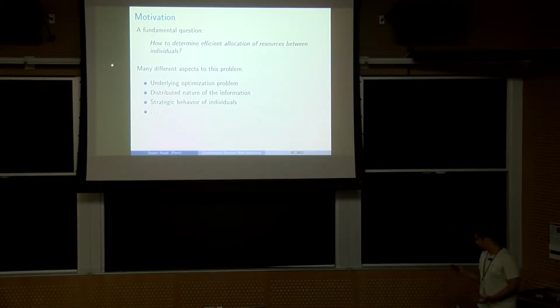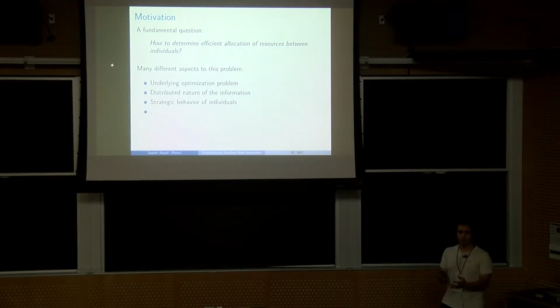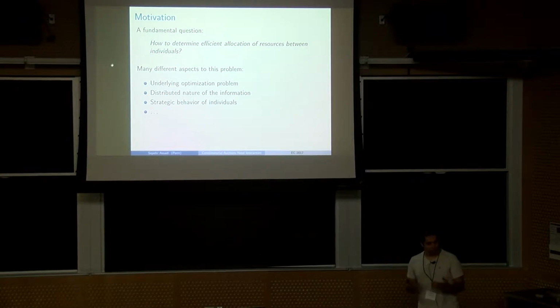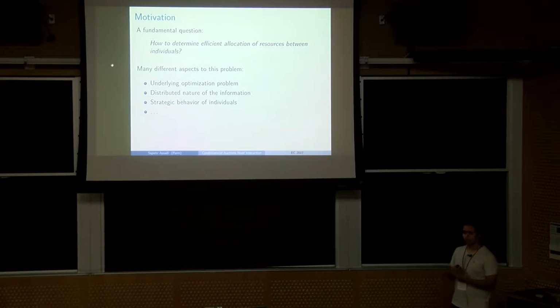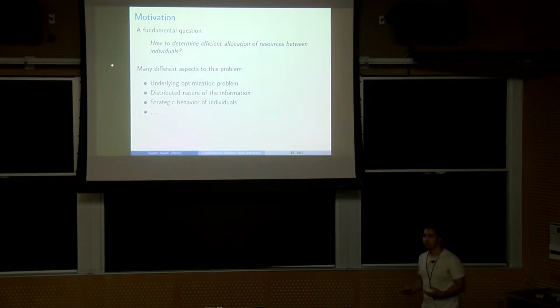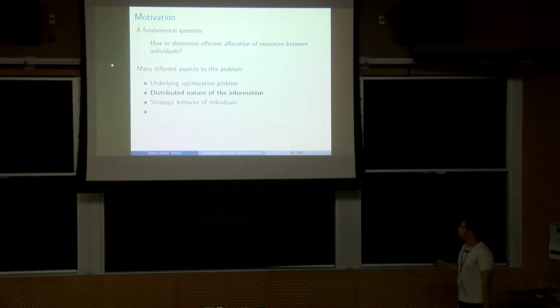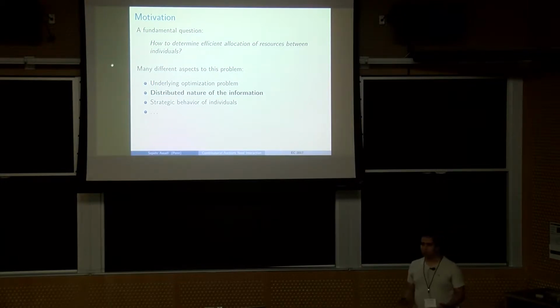If you think about it, it's actually a distributed optimization problem, because the input is not centralized in the hands of one person, but in fact each person has their own preferences, so no one in the auction knows exactly what the input is. The input is distributed across the players. And there are also other aspects to this problem, like the strategic behavior of the players, etc. But through this talk, I'm really going to focus on this distributed nature of the problem and think of it as a distributed optimization problem.